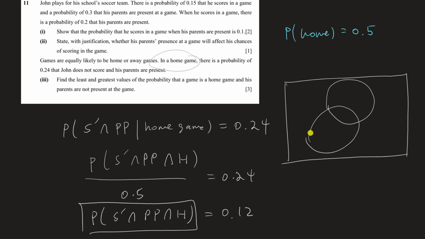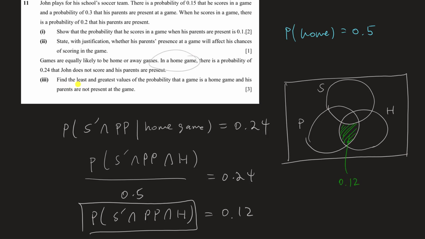This circle is whether or not he will score. This circle depicts whether or not his parents are present. This circle depicts whether or not it is a home game. So the entire area for this one would be 0.5. The entire area for this one, whether or not he will score, is 0.15. This is whether his parents are present. This entire area is 0.3. So what we found out here, S prime intersect P intersect H. You got to find out which area this is. Turns out parents present, home, but not score. So it's here. This green bit is 0.12.